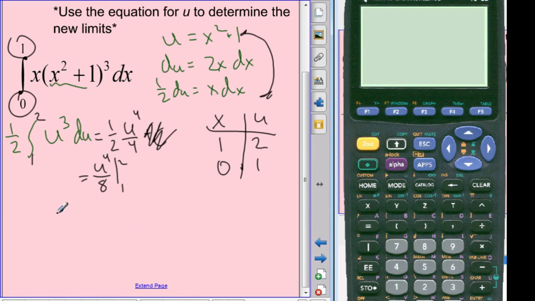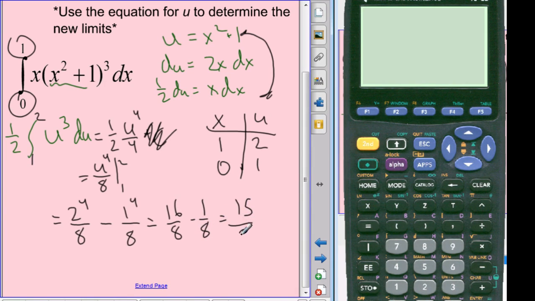And you can plug that in. So it'll be 2 to the fourth power over 8 minus 1 to the fourth power over 8. 2 to the fourth power is 16, so 16 over 8 minus 1 over 8. That is going to be 15/8 as your final answer. That's it. Oh, and you want to check this on a calculator.